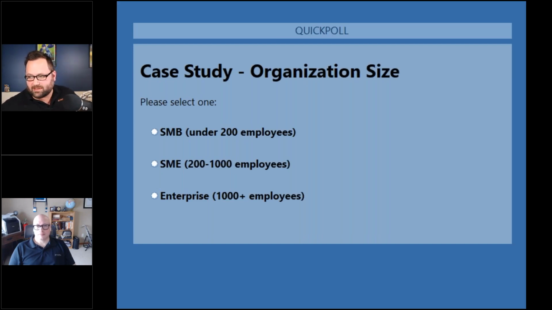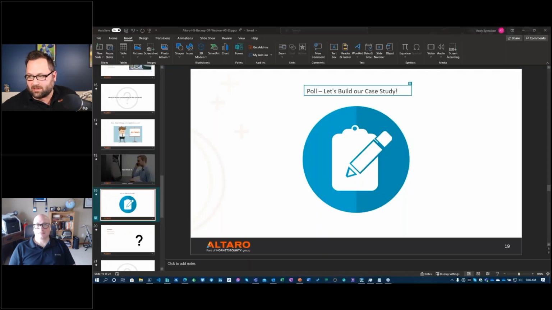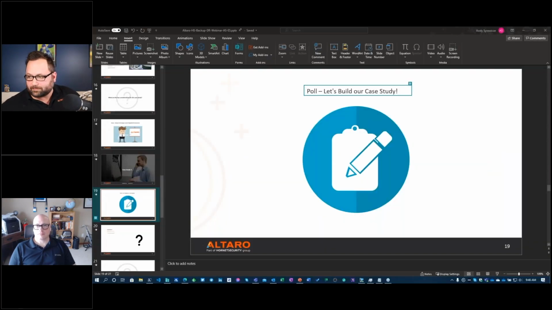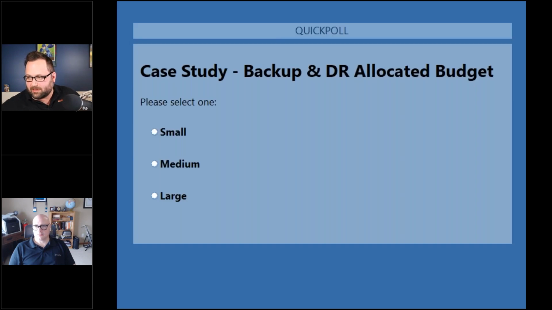So let's see, 5 more seconds here. It looks like we're going to end up in the SMB space. All right, I'm going to close that and share the results. And yeah, we got 76% have selected SMB. So we've got an SMB law firm. We're going to hide that. And then for our last case study, what is the budget?